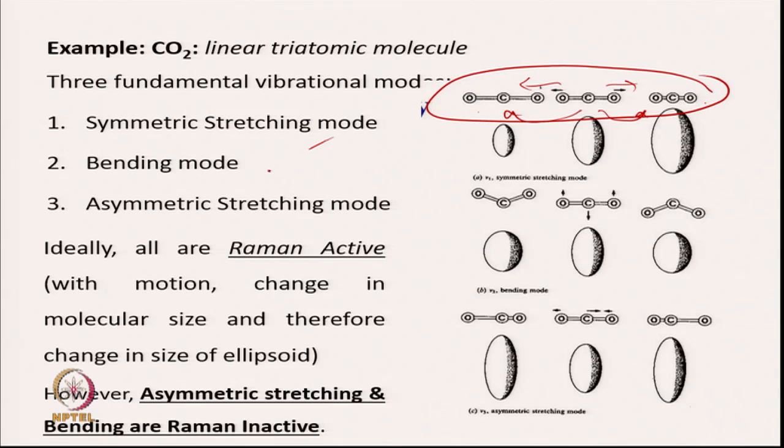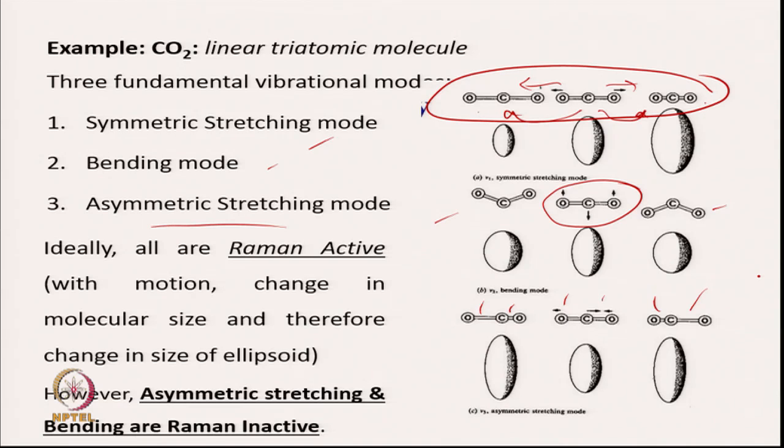The second kind of mode is bending mode, and here you can see that this is the normal molecule, and if you take both up, then you will get this one. If you take both down, then you will get this one. So, this is your bending mode, and the third one is asymmetric stretching mode. In that, one bond is getting stretched while the other bond is getting compressed. So, in this case, this bond is elongated, this bond gets compressed, while in this case, this is compressed and this one is elongated. So, you have three fundamental vibrational modes of CO2.